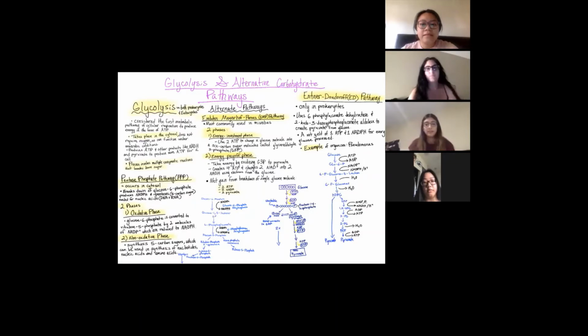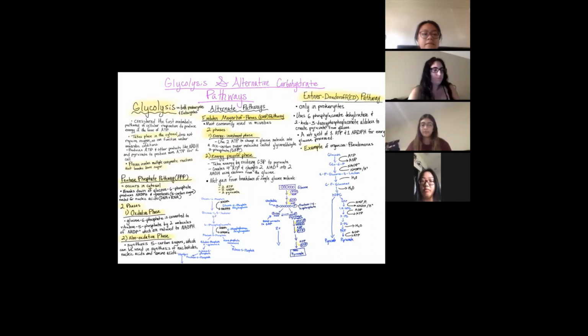The second pathway we have is the Entner-Doudoroff, ED pathway. It is used in prokaryotes and uses 6-phosphogluconate dehydratase and 2-keto-3-deoxyphosphogluconate aldolase to create pyruvate from glucose.